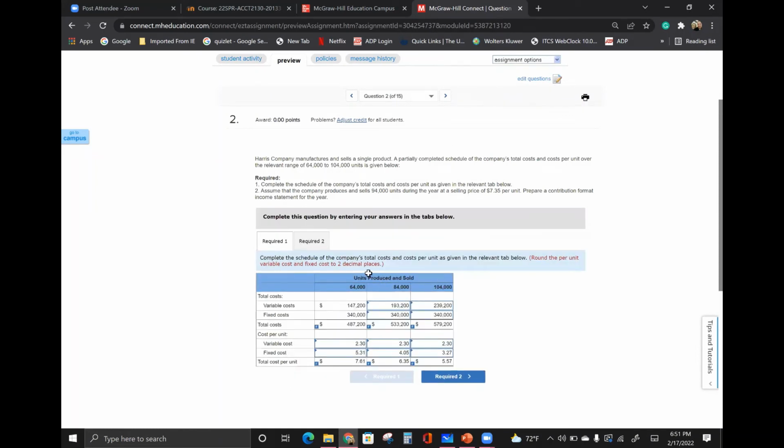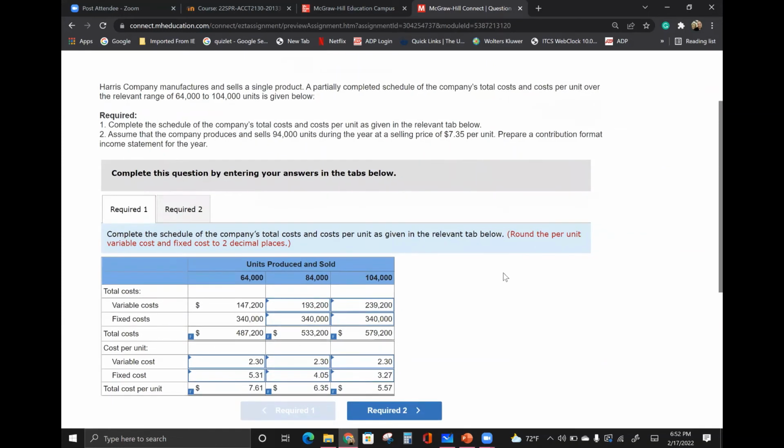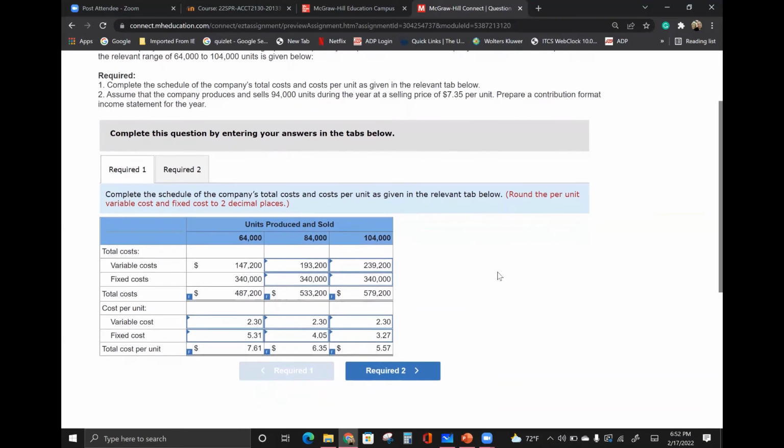Okay, so let's look at this one because we have different levels of production. Harris Company manufactures and sells a single product. A partially completed schedule of the company's total cost and cost per unit over the relevant range of 64,000 to 104,000 units is given below. Complete the schedule of the company's total cost and cost per unit as given in the relevant tab below. Assume that the company produces and sells 94,000 units during the year at a selling price of $7.35 per unit. Prepare a contribution format income statement. So we're going to be using that format that's used for internal managers. Use 2 decimal places.